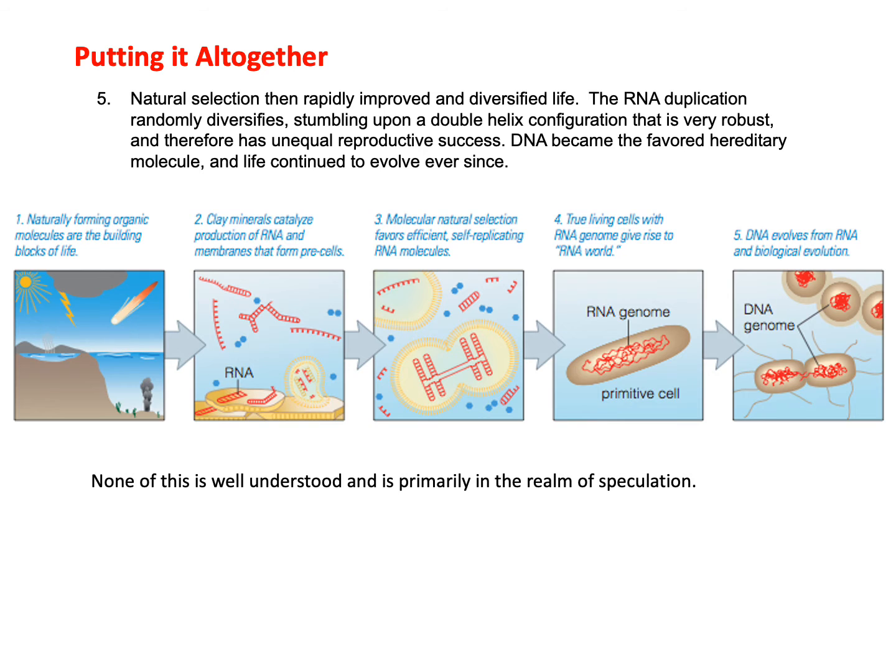Finally, number 5, after a lot of time, a lot of evolution, a lot of environmental stresses and unequal reproductive success, you get to the point where the RNA has become more robust. It's developed into a DNA molecule, and now proteins are involved, and you really have your true first prokaryotic cells.